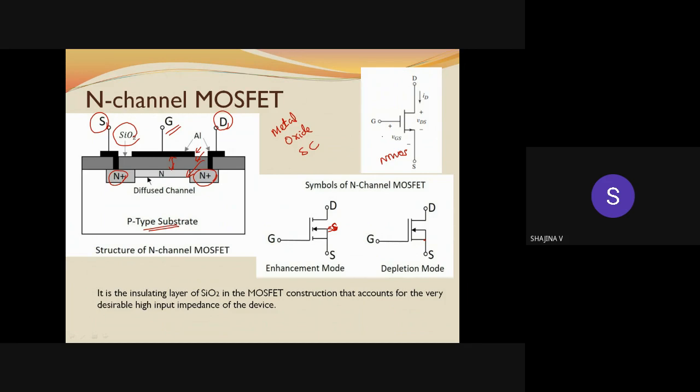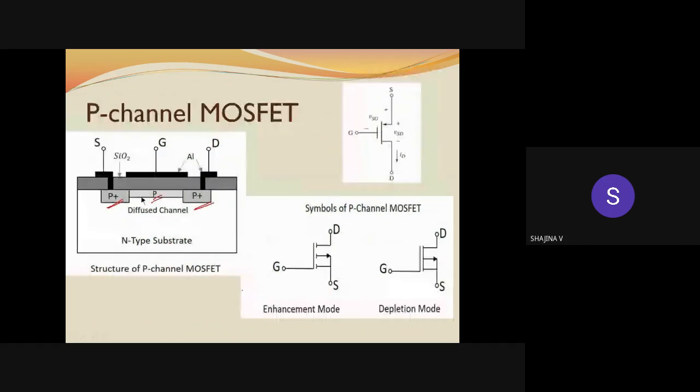And one more thing I have to say, that is very high input impedance. We already told this FET will be having very high input impedance. In that also, input impedance of MOSFET will be greater than that of JFET because of this oxide layer, SiO2 layer. Okay. Coming to P-channel MOSFET, here you will be having two heavily doped P regions that will act as source and drain. And here you are taking N-type substrate. Okay, so this is the difference.